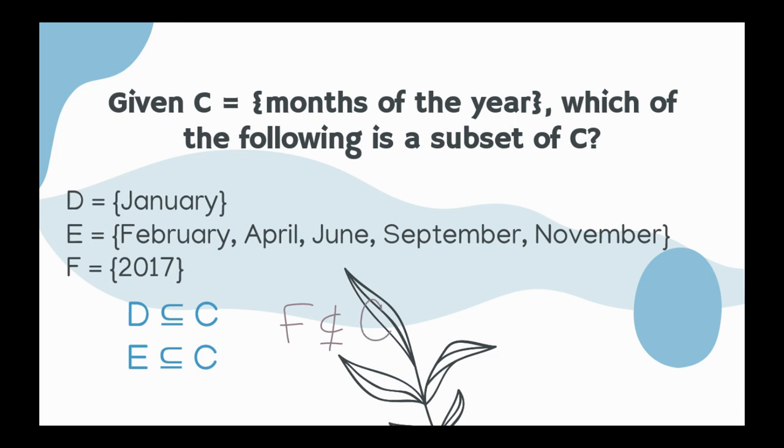I didn't ask for that, but just so you know what that looks like, we would say F is not a subset of C, and we would use that subset symbol with a line through it. That means it is not, okay?